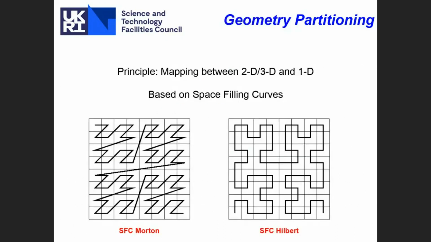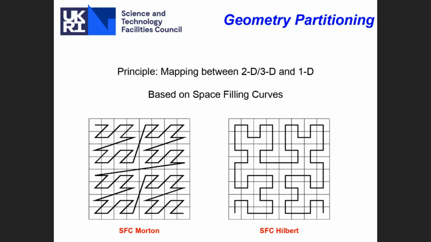So going further, one of the geometry partitioning techniques used is based on space filling curves. Here you can see 2D examples. Starting from 2D squares, you want a mapping from the 2D domain into 1D. So basically this line, Morton and Hilbert, is a 1D line. It's just a very long array.